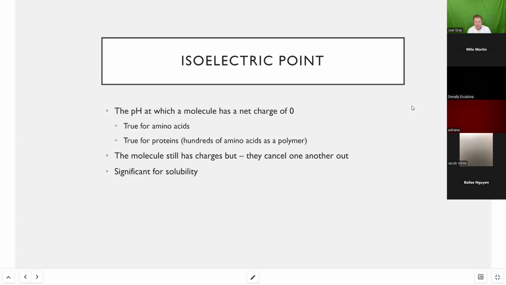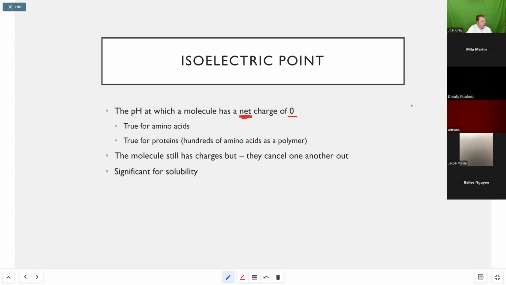Now, by definition, an isoelectric point is the pH at which a molecule has a net charge of zero. Now, a very important detail there is net. So this is our absolute charge. So the overall or the summed charge is going to be zero. Now, does that mean that the molecule has no charges? No, it does not. This is basically where it has no cumulative charge.